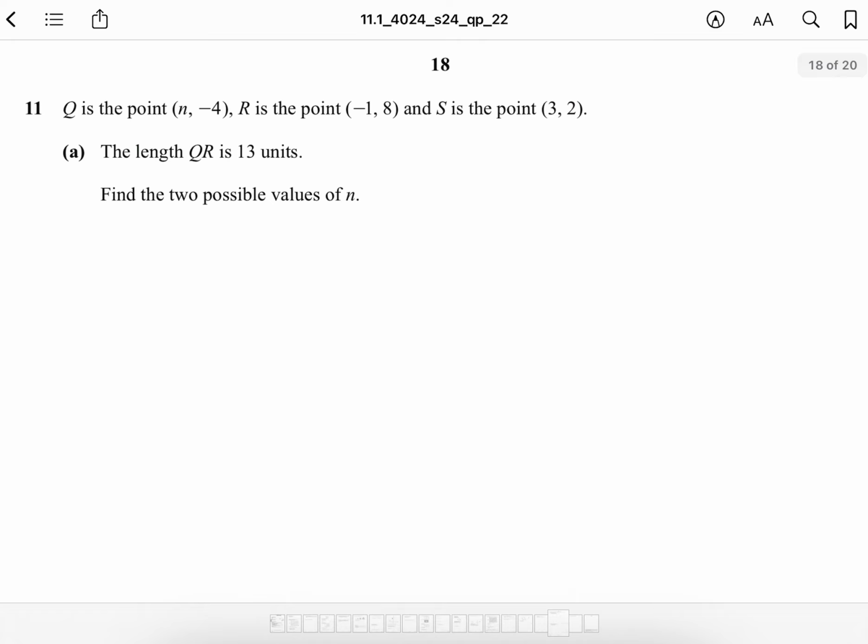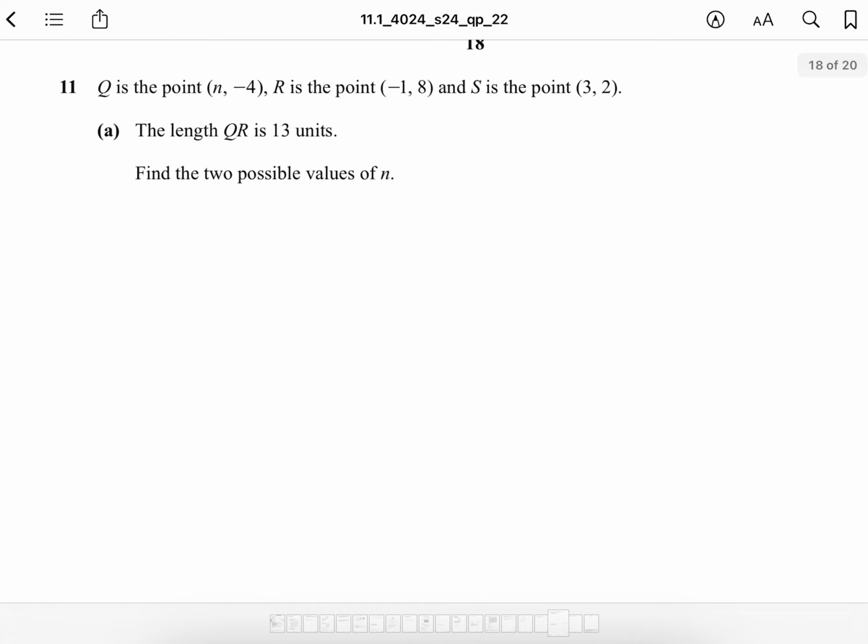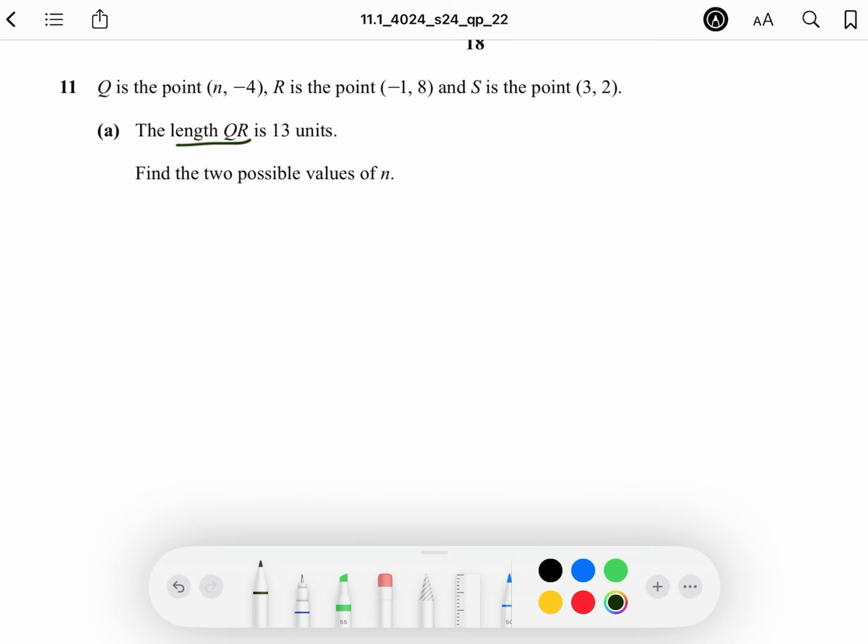Q is the point n, -4, R is the point -18, and S is the point 32. The length QR is 13 units. Find the two possible values of n. The length is given. That means we use the formula of the length.